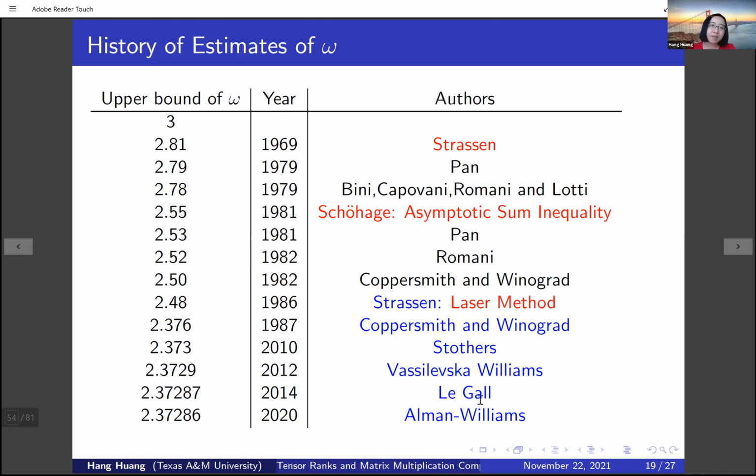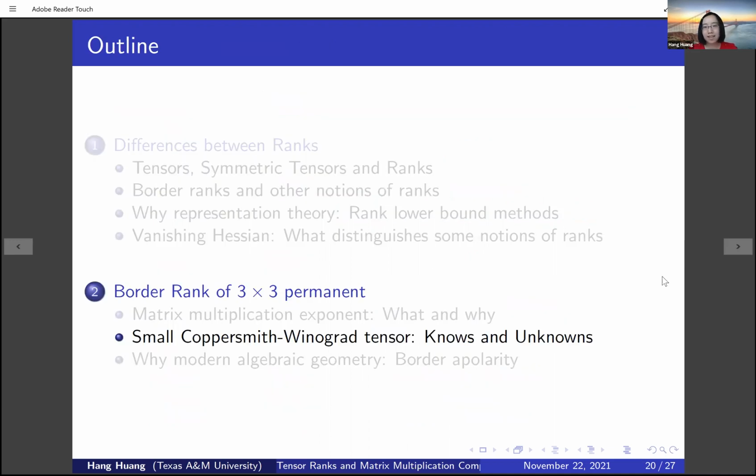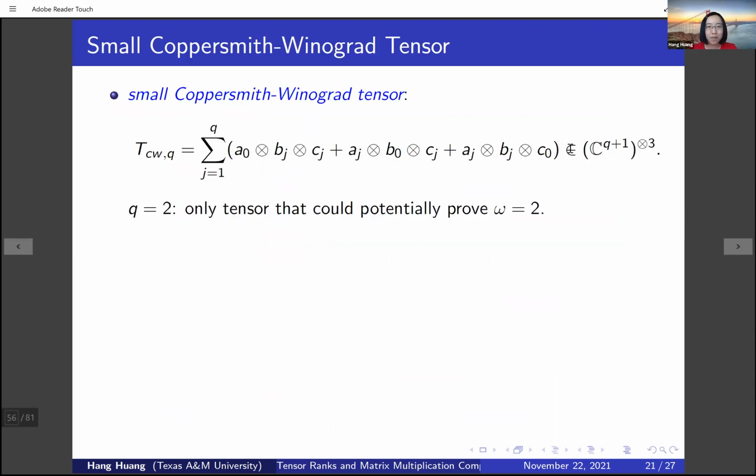But that's not the end of the story. Although we know that the big Coppersmith-Winograd tensor is not that good, maybe we can find other tensors that are also good for the laser method and are not subject to this barrier. And they do exist. The most promising one is what's called the small Coppersmith-Winograd tensor. Let me explicitly write down what it looks like. I want to emphasize that when q equals 2, this is the only tensor known that could potentially prove omega equals 2 using the laser method.